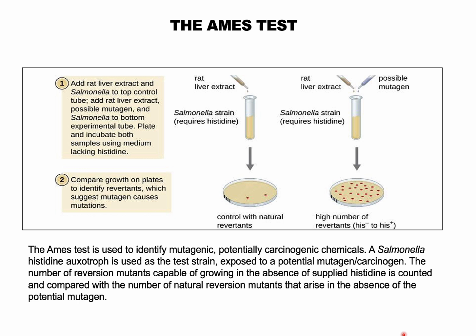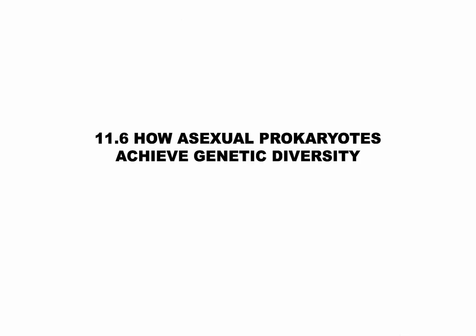Once the Ames test is completed, compounds identified as mutagenic undergo further testing for their potential carcinogenic properties using other models, including animal models such as mice and rats.